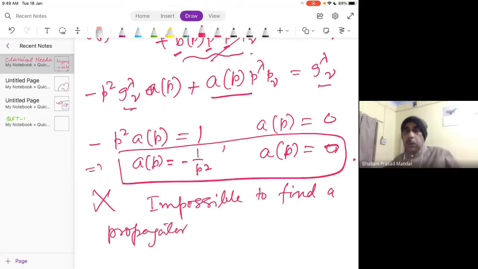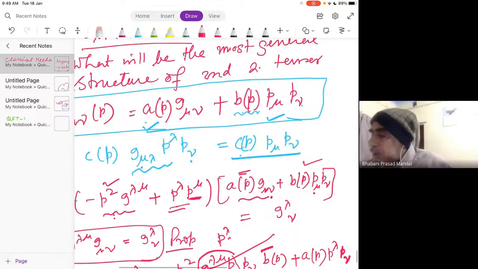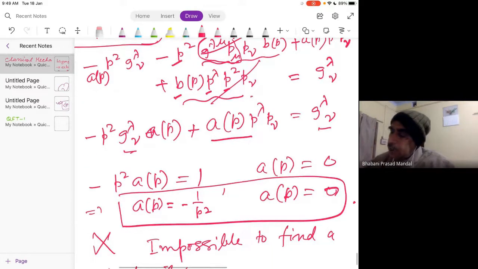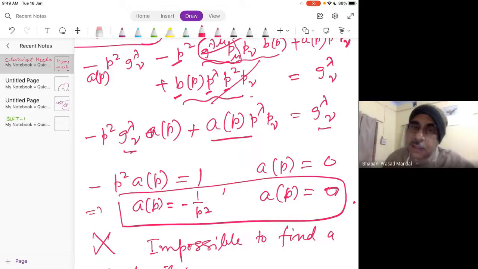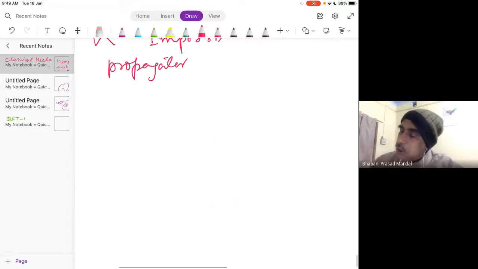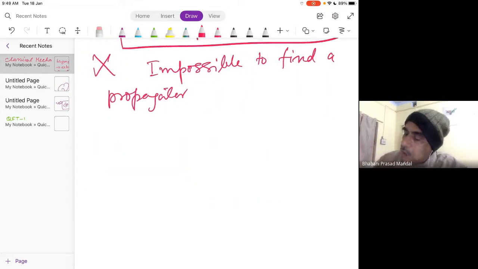So this is impossible, to find a propagator. Something is wrong, but we have not done anything wrong. We followed the same procedure as we followed in the case of scalar field theory. The only thing is that here we used a general structure, because inverting the tensor is not that easy. The problem I mentioned last semester also: this problem is due to the fact that the electromagnetic field has only 2 degrees of freedom.